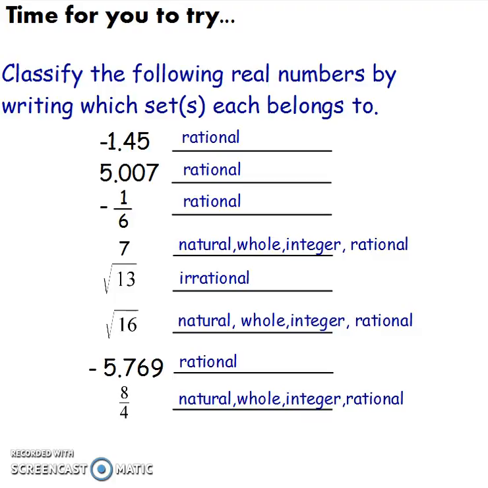And finally, 8/4, I tried to trick you again. 8/4, if you do the division, is actually 2. And 2 belongs to the natural, whole, integer, and rational numbers. Okay? I hope that you understand. Darth Vader hopes you understood. And that's it.